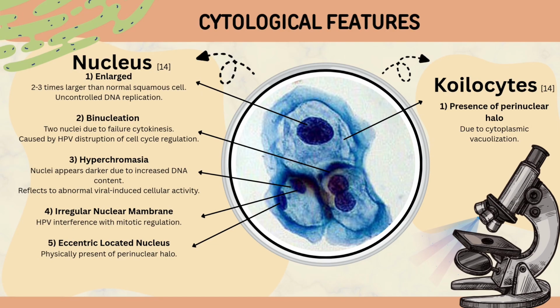Third, the nucleus also shows hyperchromasia, meaning it appears darker due to increased DNA and showing abnormal activity caused by the virus. And next, the nuclear membrane is irregular or uneven because HPV affects how the cell divides, interfering with mitosis regulation. Finally, the nucleus is often off-center, which is linked to the clear space or halo. So, all these changes help us to identify HPV-infected cells.